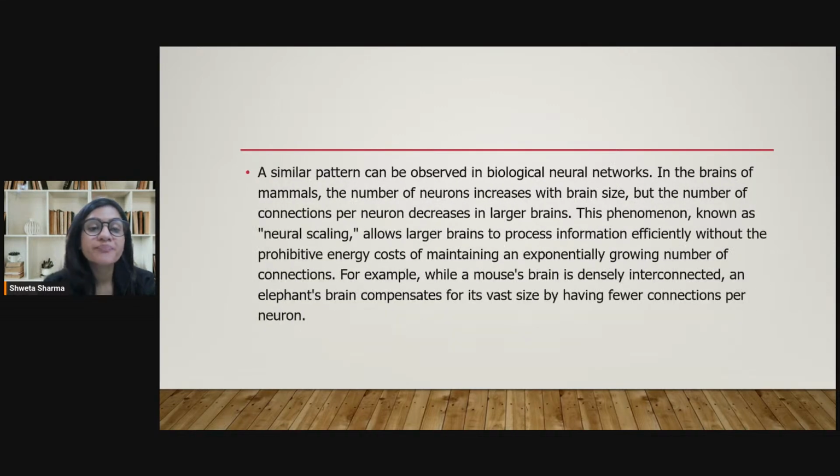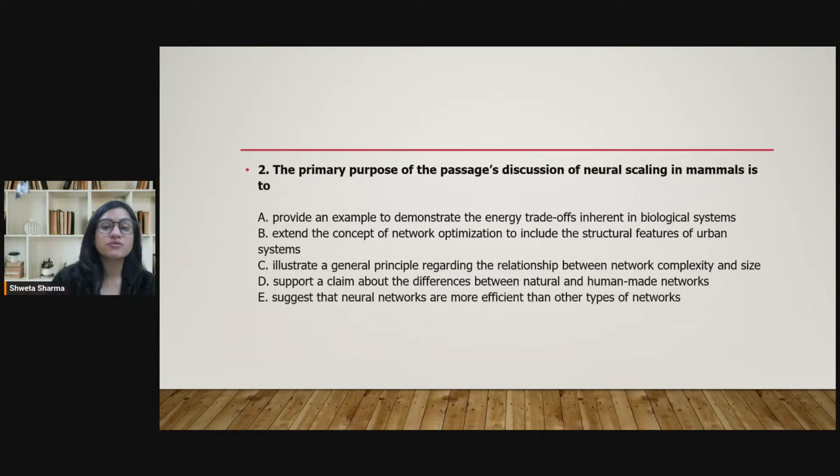So here it says a similar pattern can be observed in biological neural networks in the brains of mammals. The number of neurons increases with brain size, but the number of connections per neuron does not, right? In large brains, the number of connections per neuron decreases. Okay, and this phenomena is known as neural scaling. This is what it says as neural scaling. Now, if we look at this statement which is given here about neural scaling, and we look at the question, it is about what is neural scaling's reference.